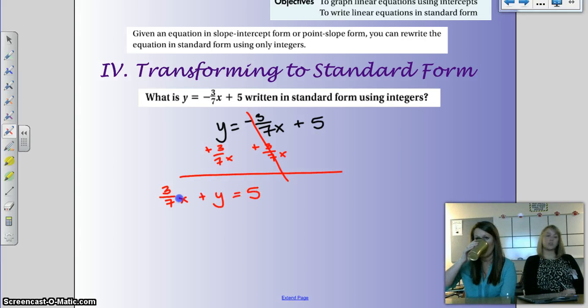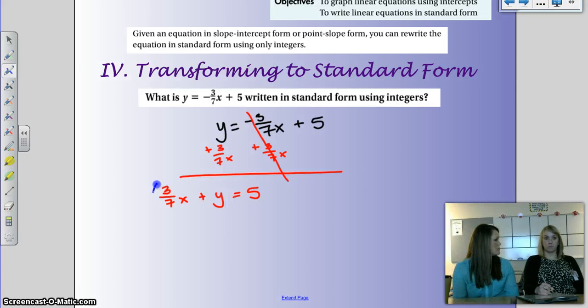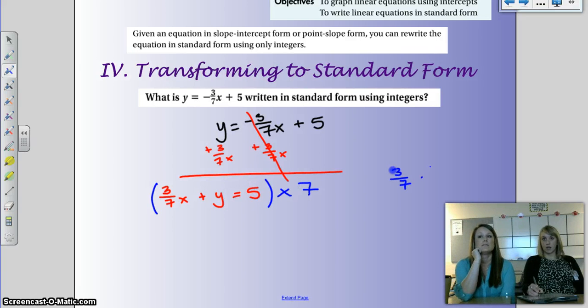Okay. So you said they have to be integers. Right. 3/7 is not an integer. Okay. So one thing that I know about fractions, if I want to eliminate the denominator of a fraction, I literally have to multiply by that denominator. Yeah, by that denominator. So we're going to multiply this whole thing by 7. Okay. So when I do that, so you're saying 3/7 times 7 over 1. Correct. Right?